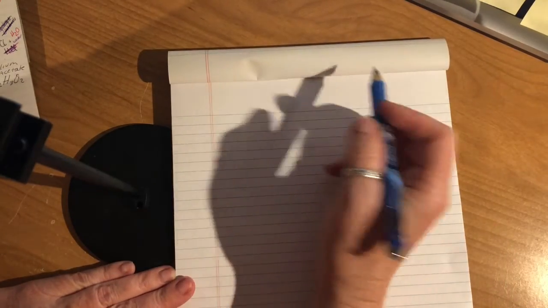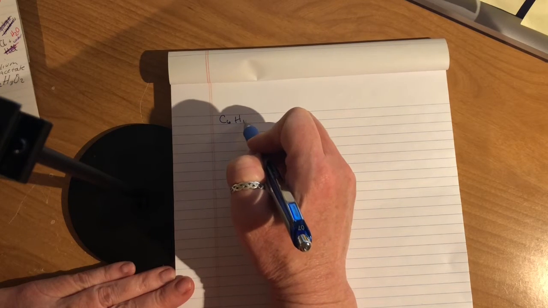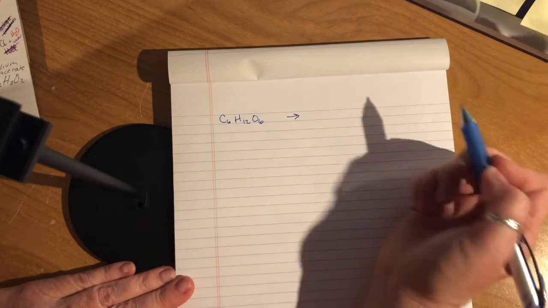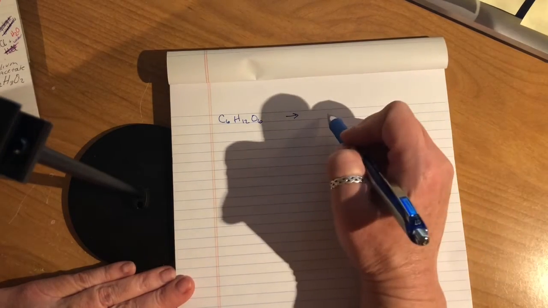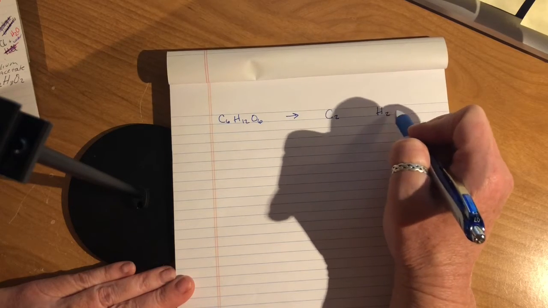Now that you get the general idea of how to practice our balancing of equations, let's try one more. When we burned the sugar in our closed chamber reactions, let's try the combustion of sugar. If you remember, sugar is C6H12O6, and we burned it. And in the end, we came up with pure carbon and water.